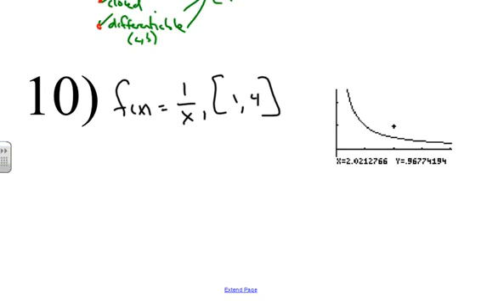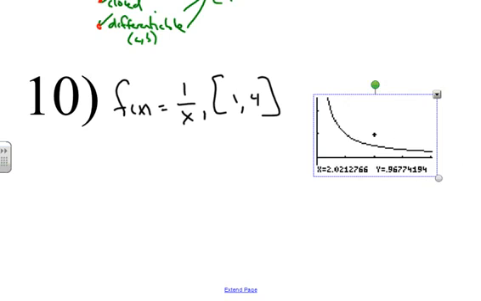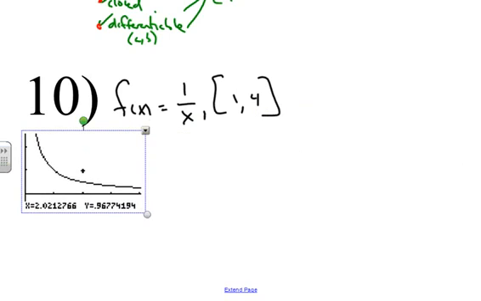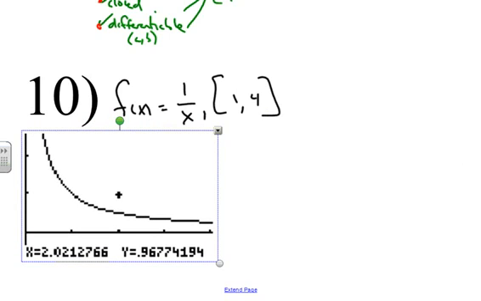I put this on my grapher, my TI, and I have this graph of our function 1 over x. I only highlighted or zoomed in on the part from 1 to 4. Okay? So what we're doing, essentially, is it asks us to use the mean value theorem and find the value where it works. Find the value of c.